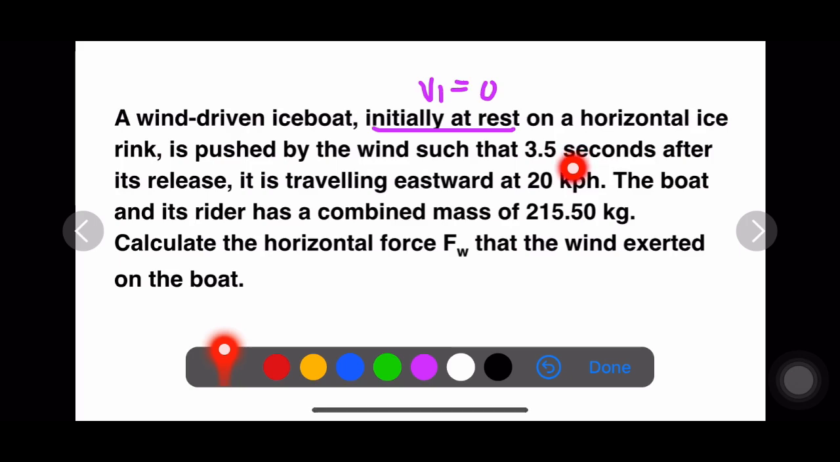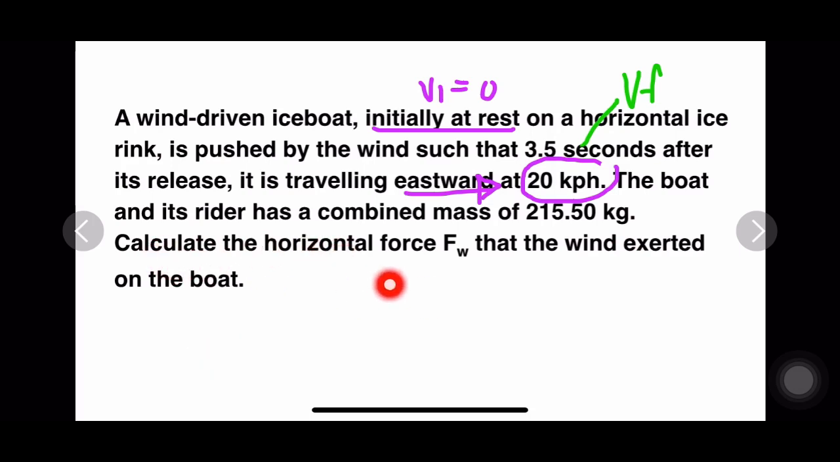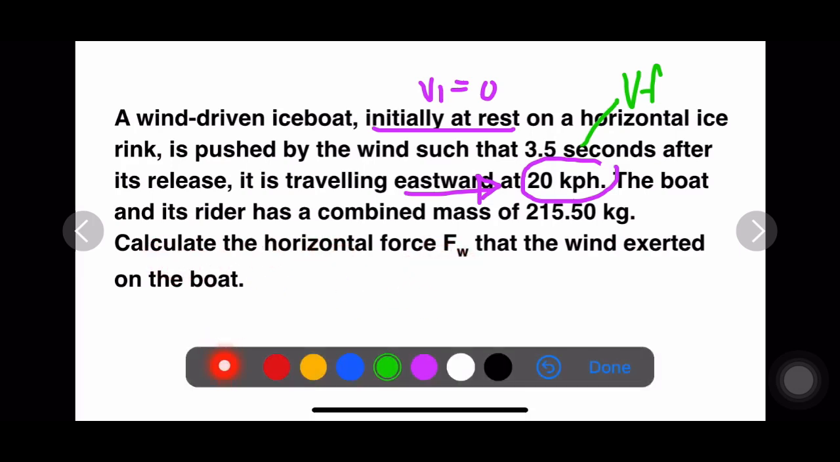Such that after 3.5 seconds of its release, it is traveling eastward at 20 km per hour. So that is our vf, or final velocity, after 3.5 seconds. So the boat and its rider have a combined mass of 215.50 kilograms. So let's calculate the horizontal force Fw. This means the force of the wind exerted on the boat.